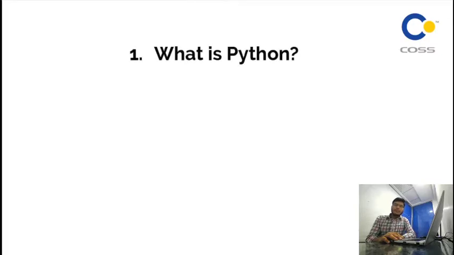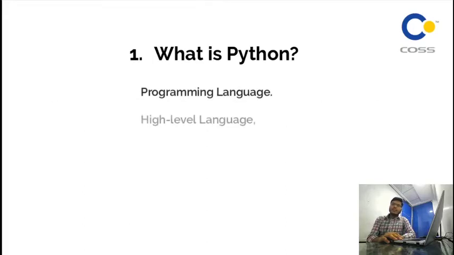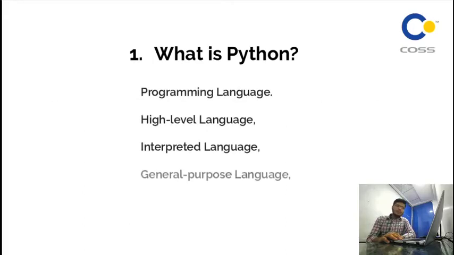So, what is Python? Guys, Python is an interpreted, high-level and general-purpose programming language. Let's understand this a little deeper. If we break down the definition, we'll get all these points. Python is referred to as a programming language. It is also a high-level language. It is also an interpreted language, and it is a general-purpose programming language. Let's understand all these points in more depth.